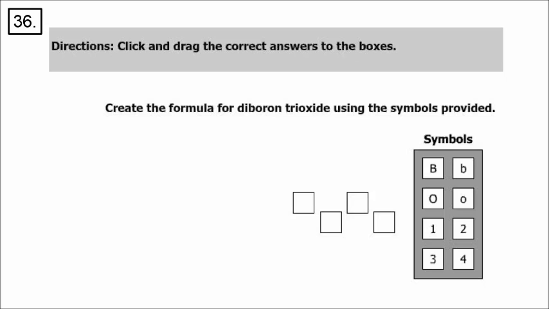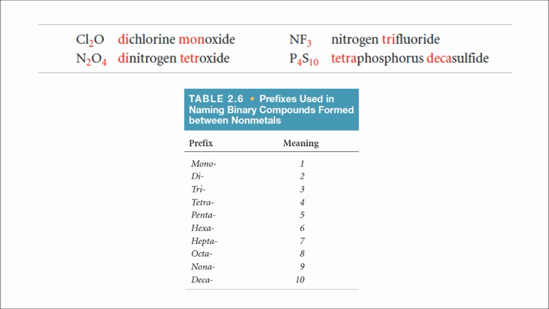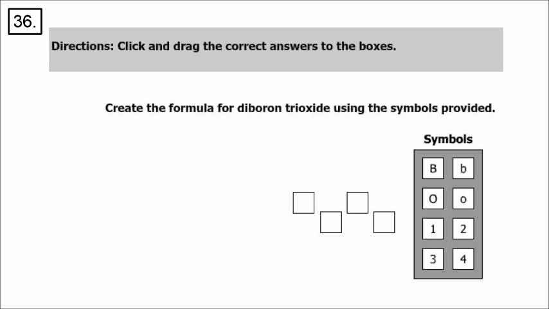This question is asking us to write the formula for diboron trioxide using the symbols provided. So we have letters and numbers. So diboron trioxide, the prefix di means 2 and tri means 3. So boron is capital B. We have 2 of them. Oxygen is capital O, and we have 3 of them. So B2O3.